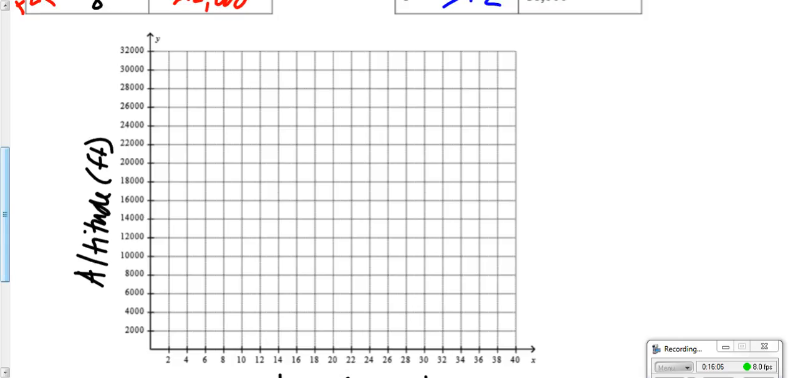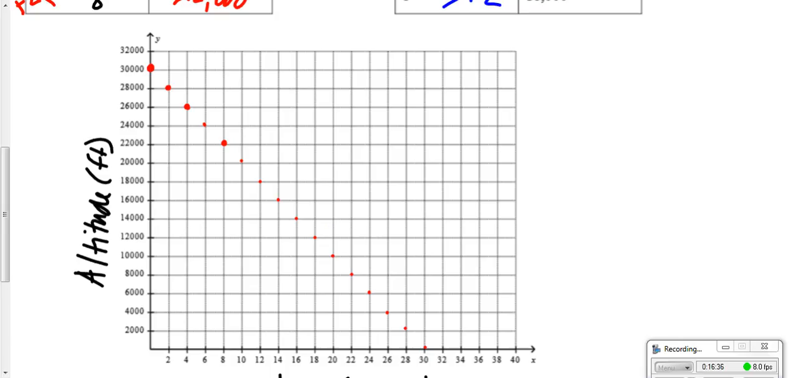I'm going to start with airplane A. Airplane A is starting at an altitude of 30,000 feet. And every 2 minutes, it is going down by 2,000 feet. Use your table to help you. And since this is such a large graph, I'm going to keep plotting my dots. That way when I use the ruler to graph these points, I know it's going to be exact.